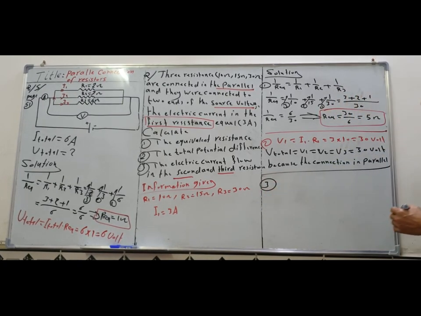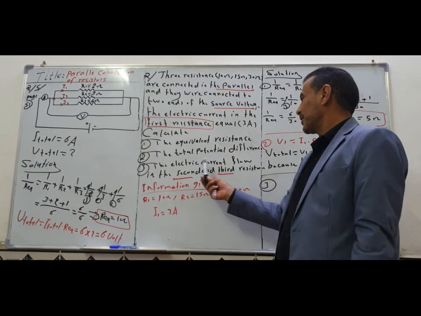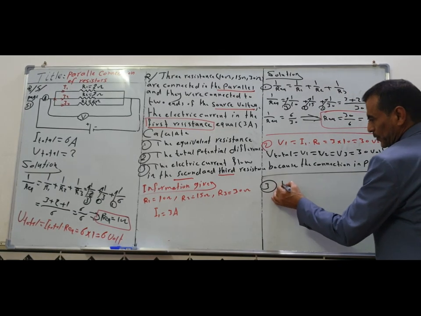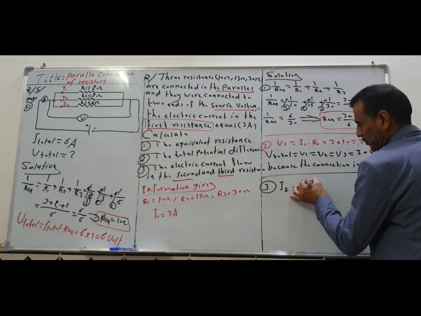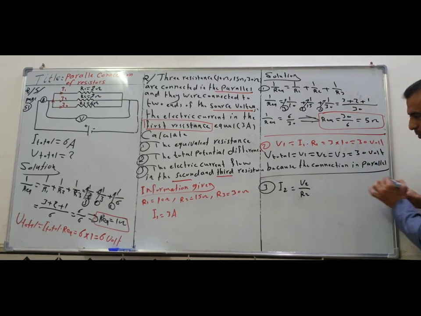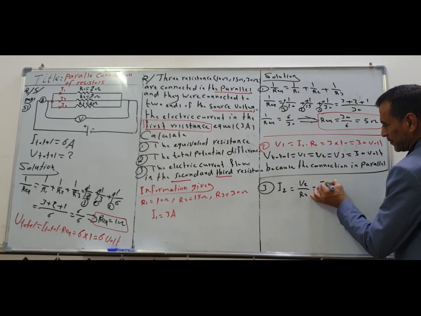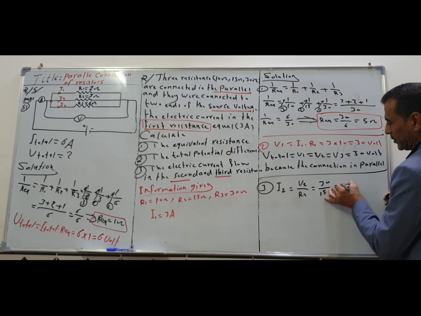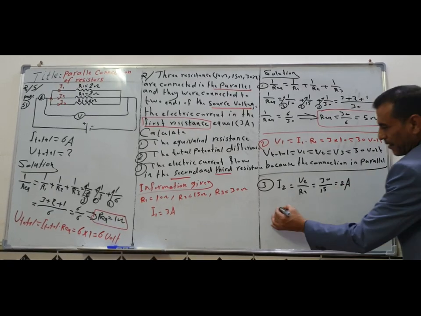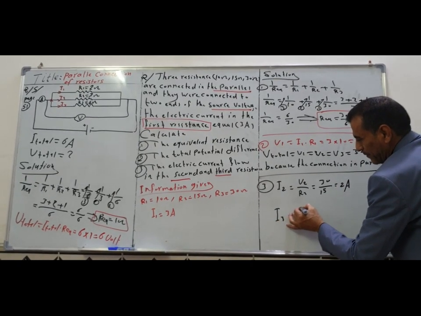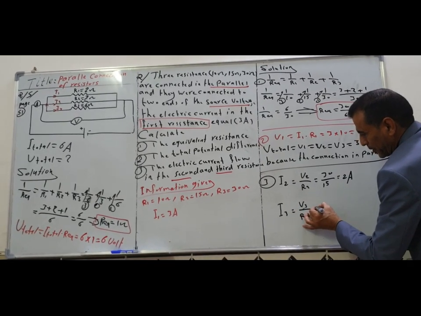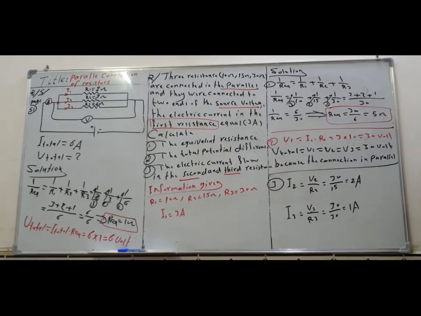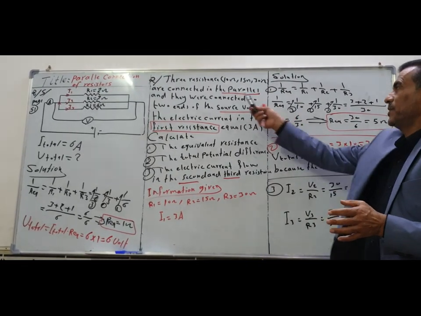Number 3. The electric current flow in the second and third resistance. I2 equals V2 divided by R2, which is 30 divided by 15, equal 2 ampere. I3 equals V3 divided by R3, which is 30 divided by 30, equal 1 ampere. This is the solution of this question.